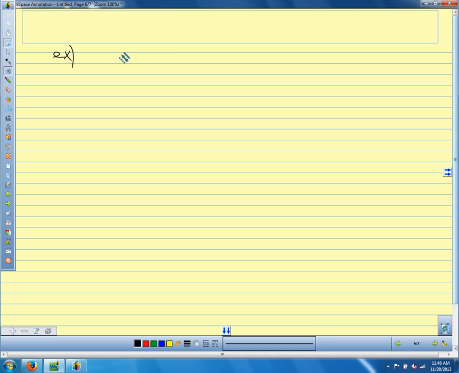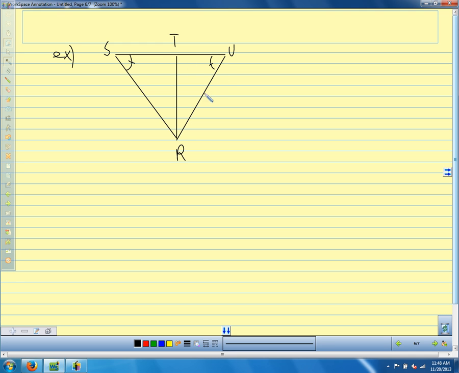So I'm going to draw a picture here, and we'll have some information that we know, and we want to show that these triangles are congruent. So this is S, T, U, and R. Those two pieces are congruent. Those are congruent. Those are congruent. And these are congruent.